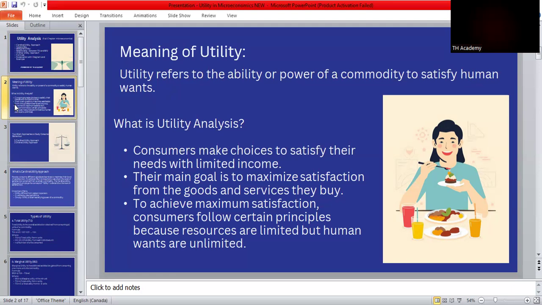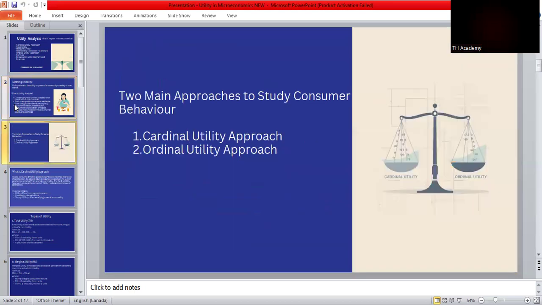Since resources are limited and human wants are unlimited, consumers follow certain principles to make the best choice. So utility analysis helps us understand how people decide what to buy and how they try to get the most satisfaction from their money. So now let's talk about the two main approaches economists use to study how consumers make decisions. The first is the Cardinal Utility Approach.